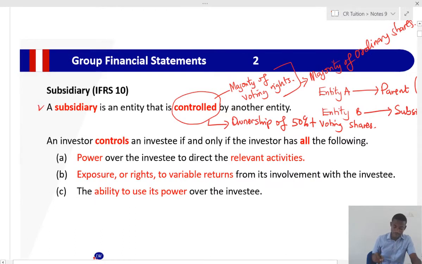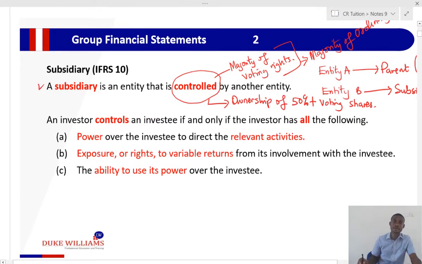Now, the IFRS 10 definition of control is principle based. Principle based, not in terms of value. It is not quantitative, but rather principle based. So it is stressing beyond the point that the parent should have more than 50% plus of voting shares. What then is control?